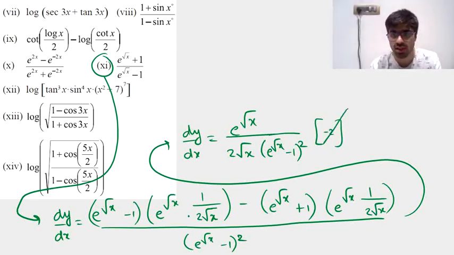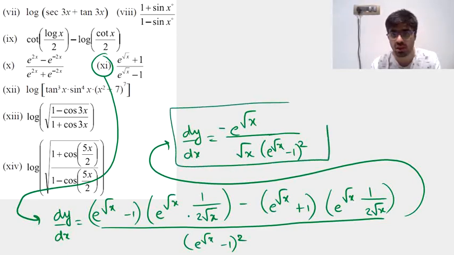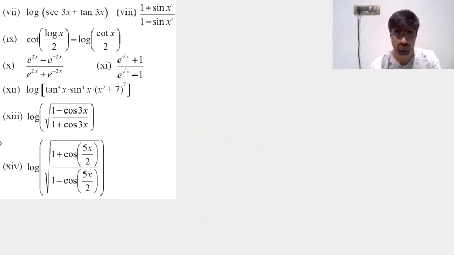That minus 2 can cancel off this 2 and you are ultimately left with a negative sign, which can be written along with the numerator only. So the final dy by dx will look like this: minus of e power root x divided by root x into e power root x minus 1, the whole square. Let's continue with the 12th one.